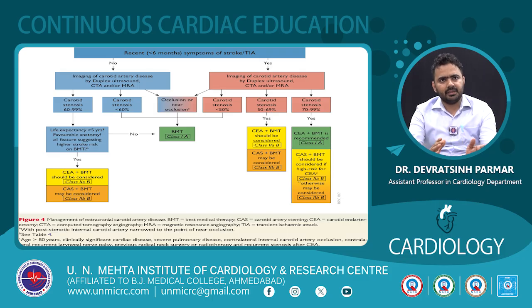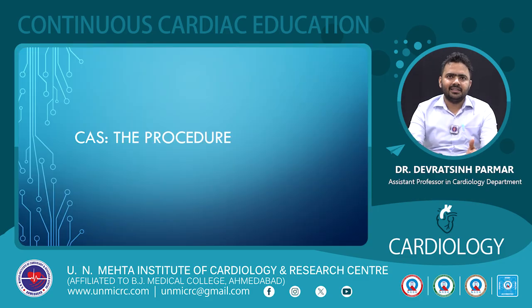Now in asymptomatic patients, if the stenosis is 60 to 99%, and life expectancy is significant, more than 5 years, then endarterectomy plus best medical therapy is class 2B and stenting is again class 2B indication. And the last but not the least, you should always remember, in carotid artery disease, if the occlusion is 100%, it is always aggressive medical management. Okay, you should never intervene in the patient. That is a class 3 indication.